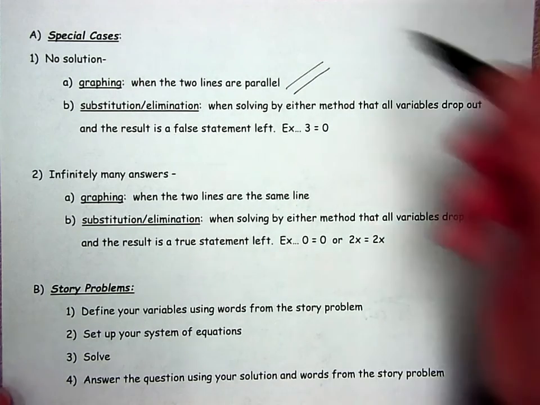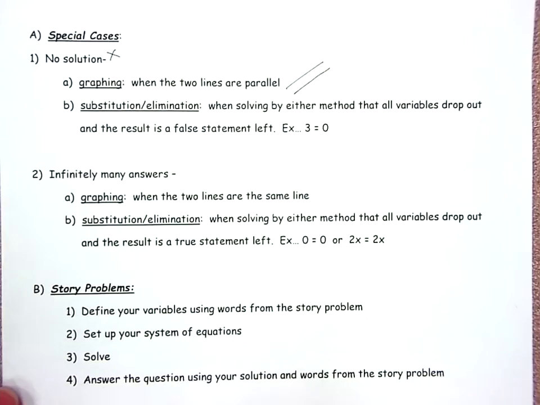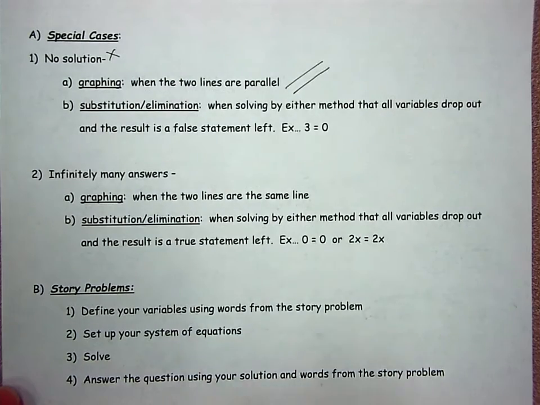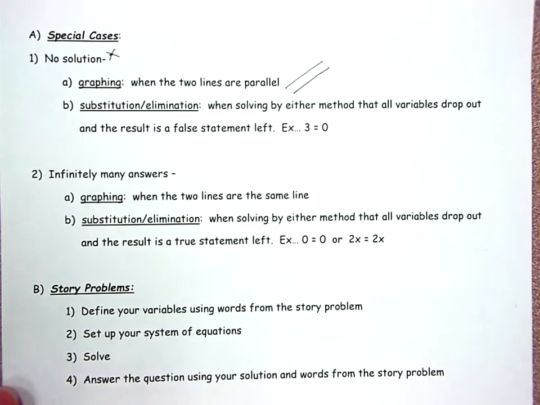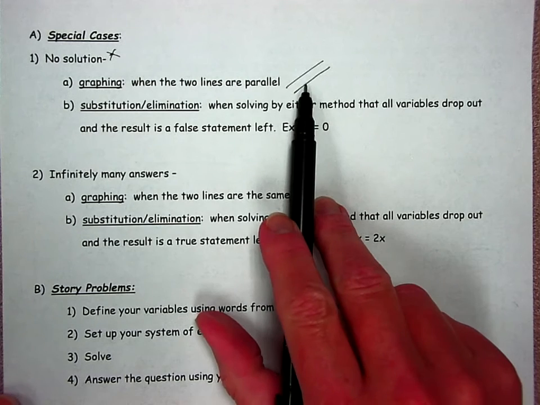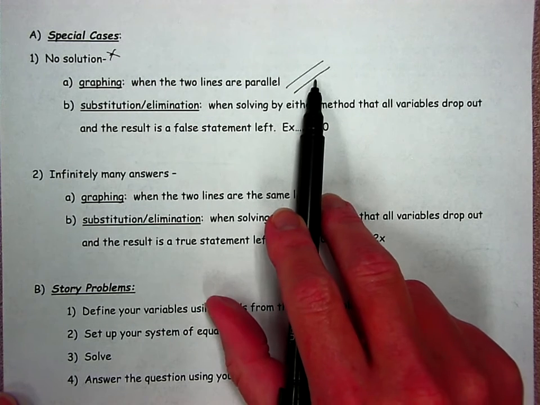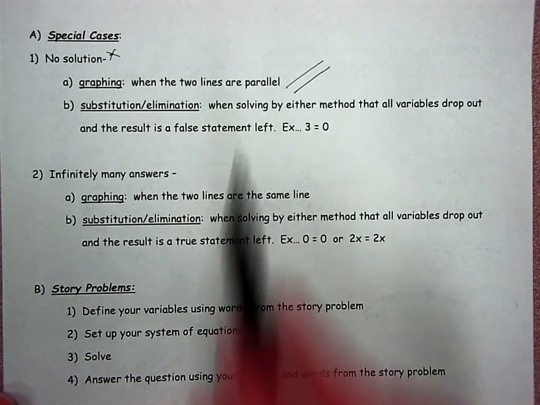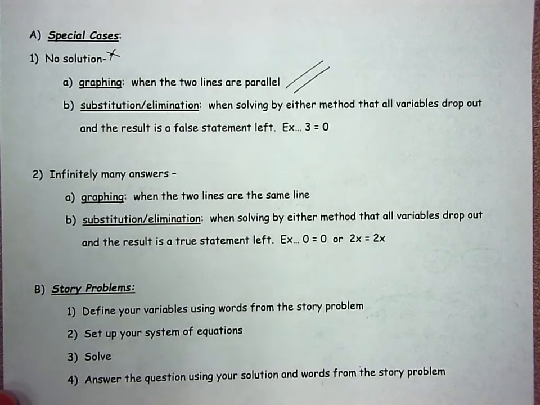A solution would happen where the two lines cross. Right at the point of intersection is where a solution is located. So if you graph it and you have parallel lines that never cross, therefore you can't have a solution to it.